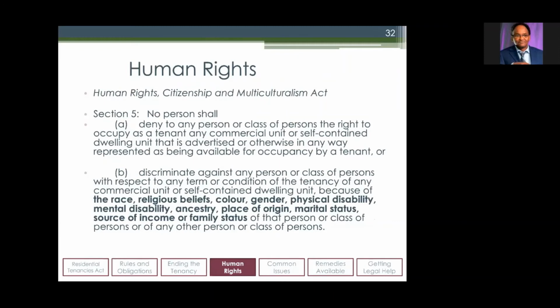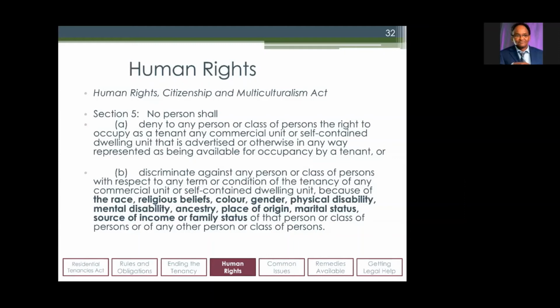Okay, so I have some information about human rights legislation and how it comes into play when we talk about the rights and obligations of tenants and landlords. So in Alberta, we have a Human Rights Act, a piece of law that prohibits denial of renting a place on the basis of race, religious belief, color, gender, physical disability, mental disability, marital status, source of income. Those are called grounds of discrimination, and they are highlighted on my slide.